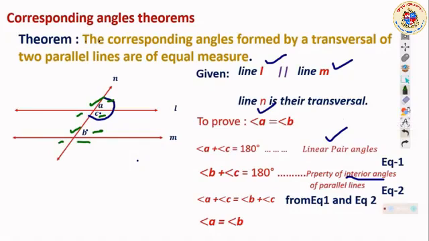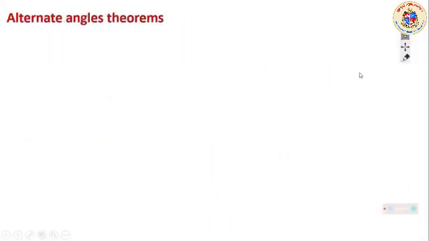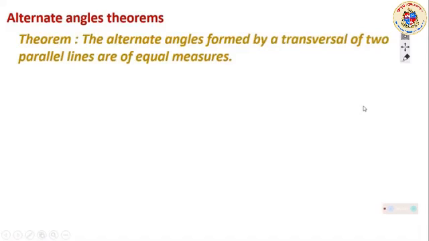Okay. Let us move ahead. Next one is the alternate angles theorem, on either side of the transversal. Alternate angles formed by a transversal of two parallel lines are of equal measure.